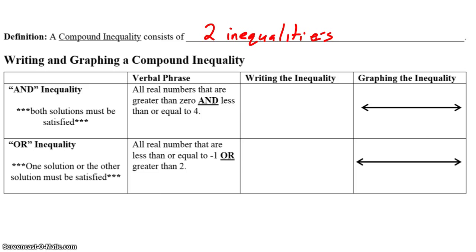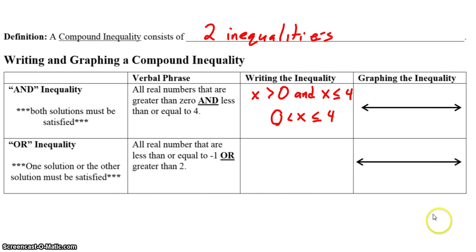What that would look like is you would say x is greater than 0, so that's one inequality, and x is less than or equal to 4. Now, and statements can be written together if you want to. So you could write this as 0 is less than x, which is less than or equal to 4.